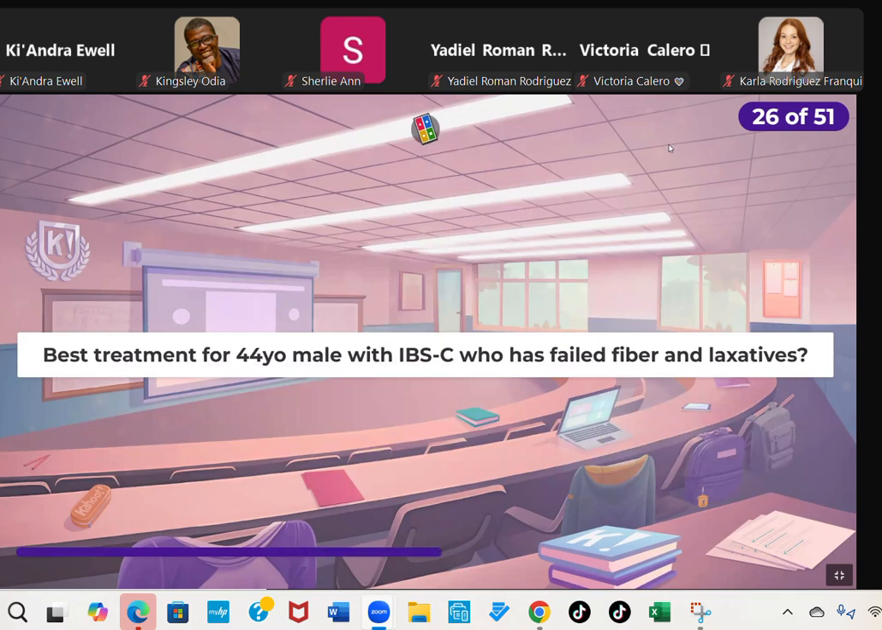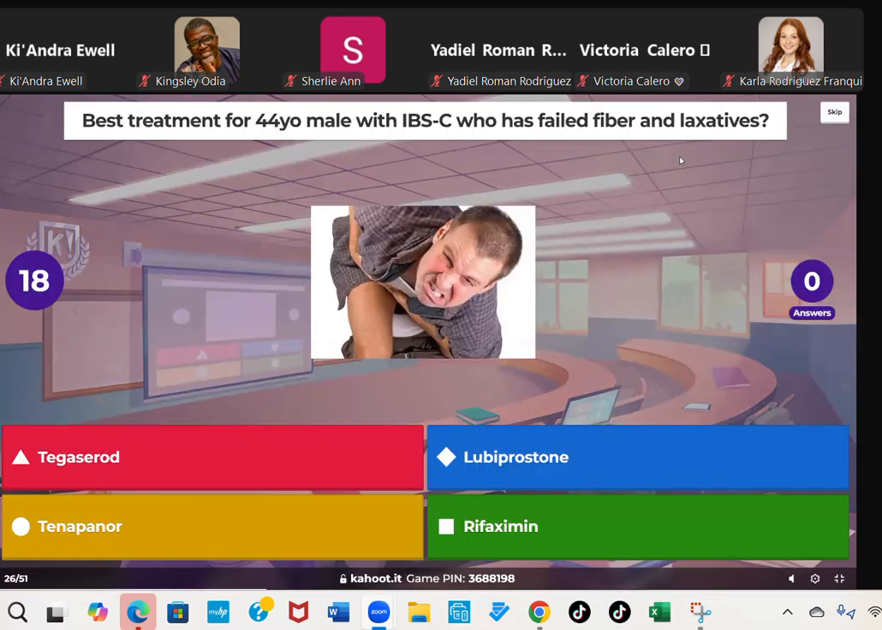Best treatment for a 44-year-old male with IBS-C who has failed fiber and laxatives: Tegaserod, lubiprostone, tanamipenor, rifaximin.